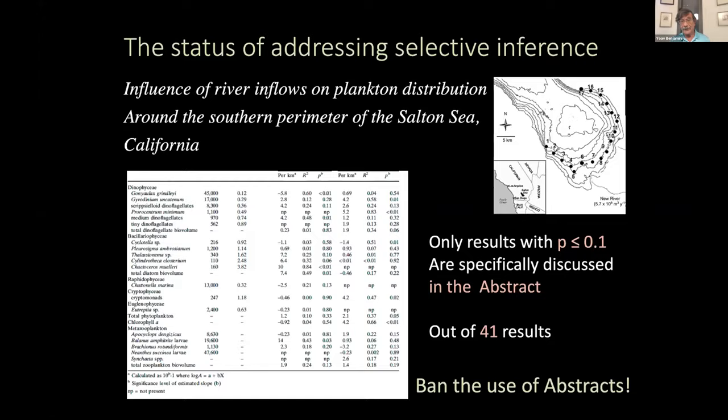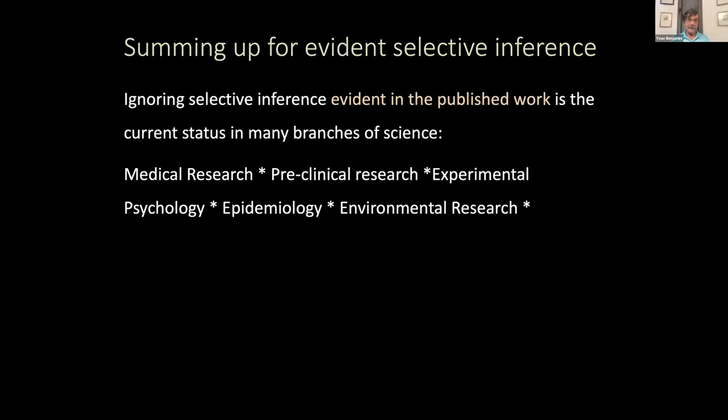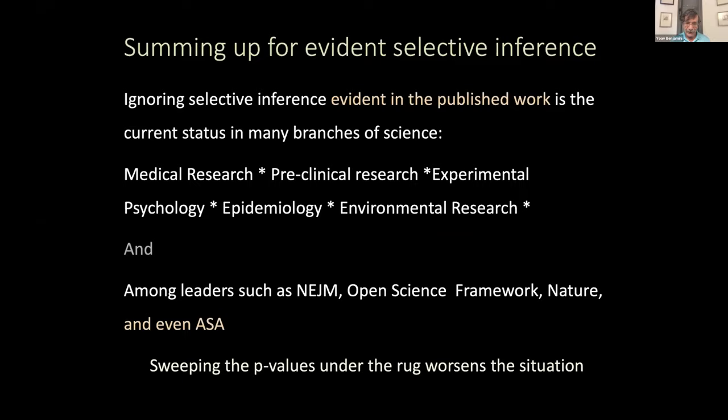Okay, I will sum up for selection ignorance that ignoring selective inference, which is evident in the published work, is the current status in many branches of science and among leaders, such as New England Journal of Medicine, Open Science Framework, Nature, and even the American Statistical Association. And sweeping the p-values under the rug just worsened the situation.